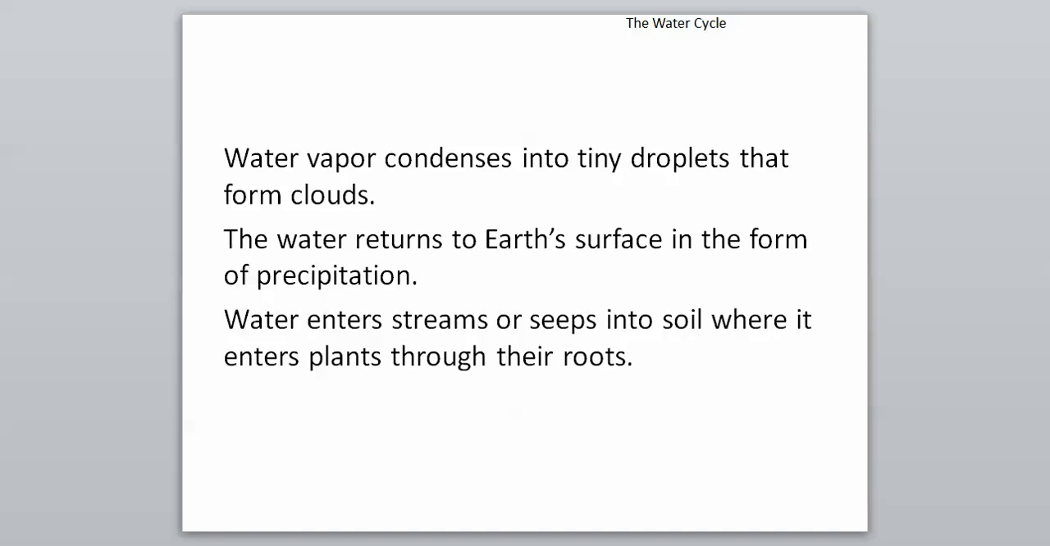Precipitation would be things like rain, snow, and sleet. Then water will enter streams or seep into the soil where it enters plants through their roots, and that begins the cycle all over again. When it makes it back to a big body of water, a stream will lead to a river, which will eventually lead to a bigger body of water. It will also enter the plants through their roots, and then transpiration will start the cycle all over again. So that is the water cycle.